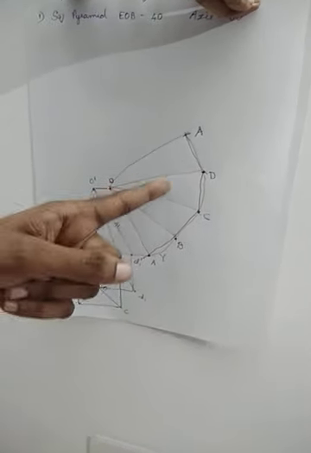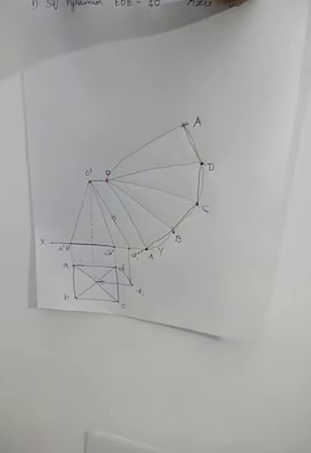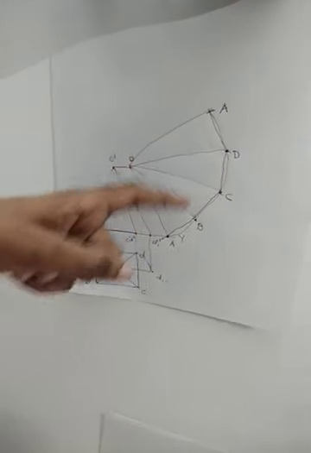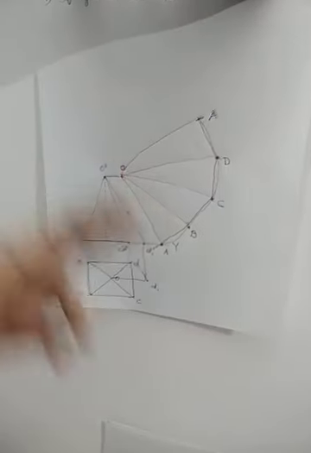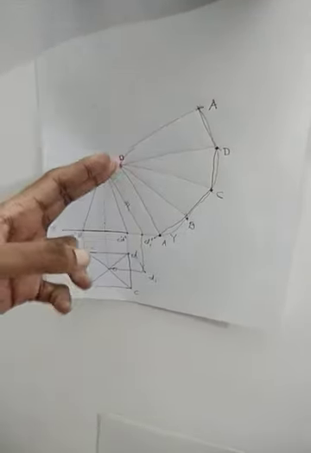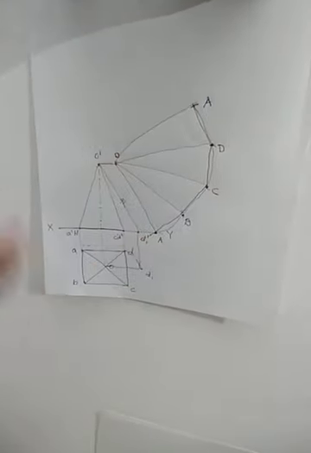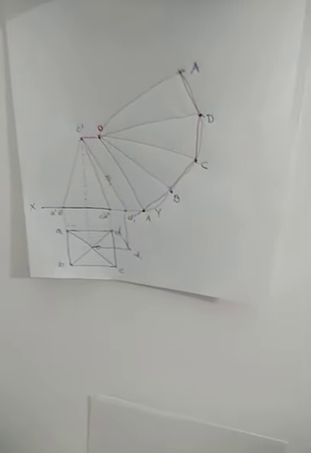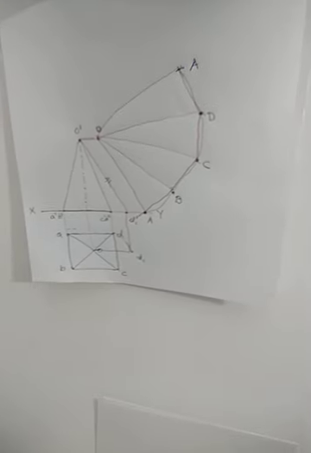Since it is a square pyramid, we are getting 4 triangles. If it was a pentagonal pyramid, you would have got 5 triangles. Or if it was a hexagon, you would have got 6 triangles. And you just join all these points to capital O, and we will be getting the development. So this is how you have to draw the development. After this video, you just draw the development. In the next video, I shall teach you how to section the solid.